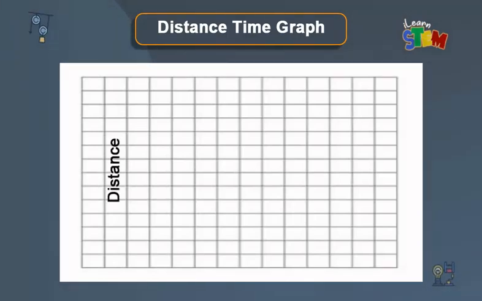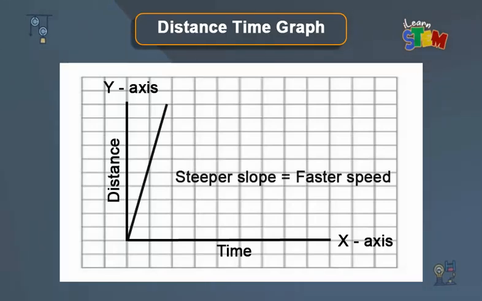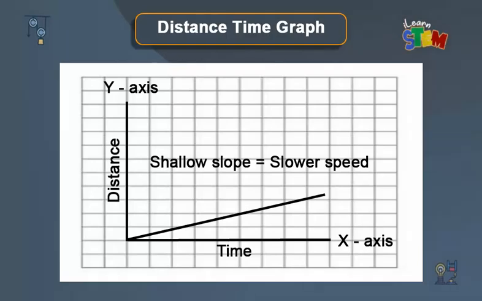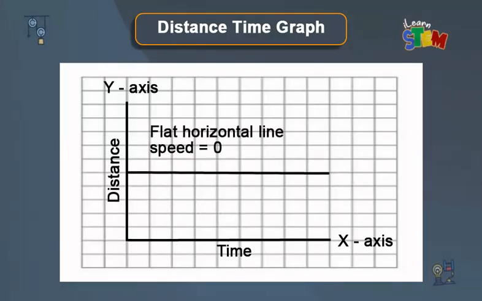Distance. The distance traveled by the object is plotted on the vertical axis, which is the y-axis. Time. The time taken to travel the distance is plotted on the horizontal axis, which is the x-axis. A gradient or slope. The slope of the graph represents the speed of the object. A steeper slope indicates a faster speed, while a shallow slope indicates a slower speed. If you have a flat horizontal line, it means the object is stationary, meaning the speed is 0.